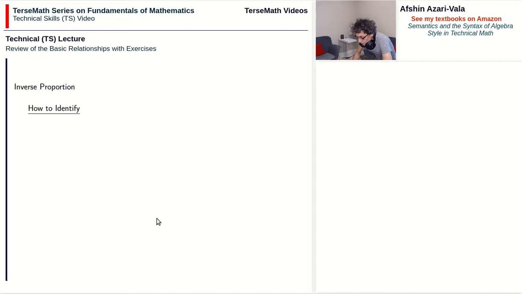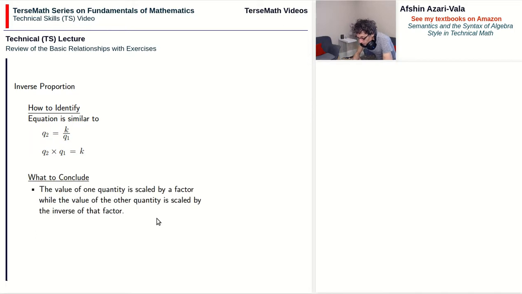For inverse proportion, the equations are Q2 equals K over Q1, which is the standard form, or Q2 times Q1 is equal to K, which is the conservation form. The two things to conclude: the value of one quantity is scaled by a factor, so it's multiplied by a number like 4, while the value of the other quantity is scaled by the inverse of that factor, gets multiplied by something like 1 over 4. So one of them becomes 4 times larger, the other one becomes 4 times smaller, and so on.